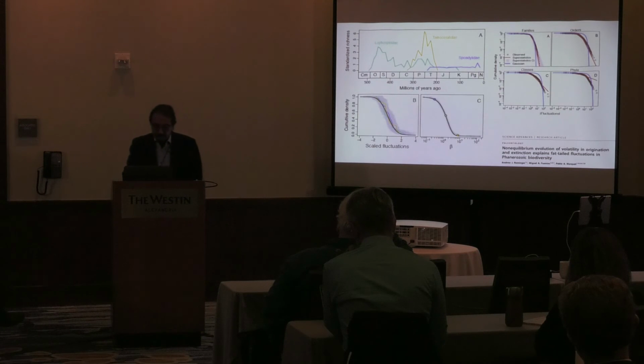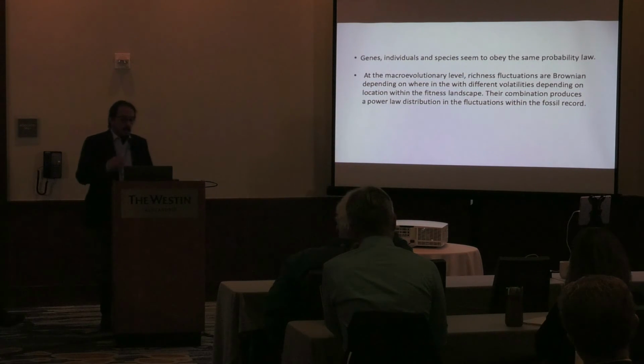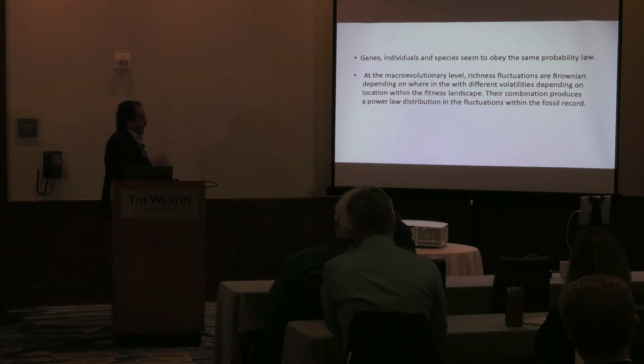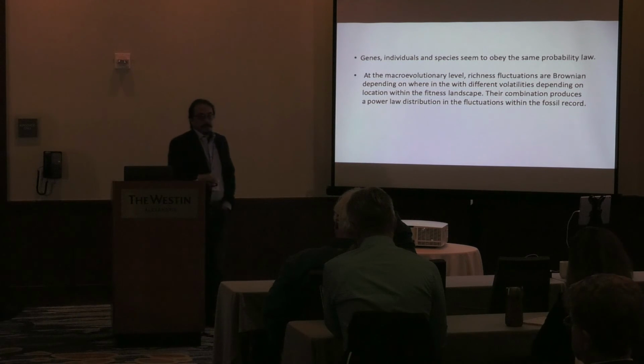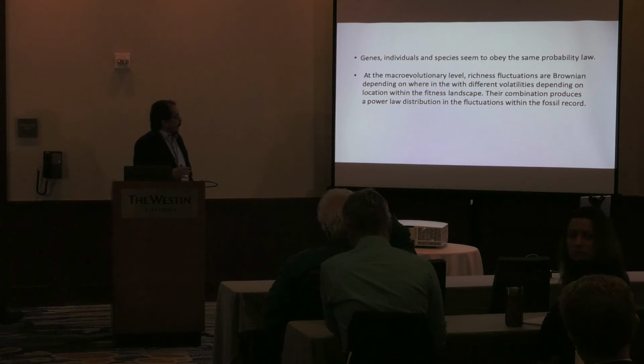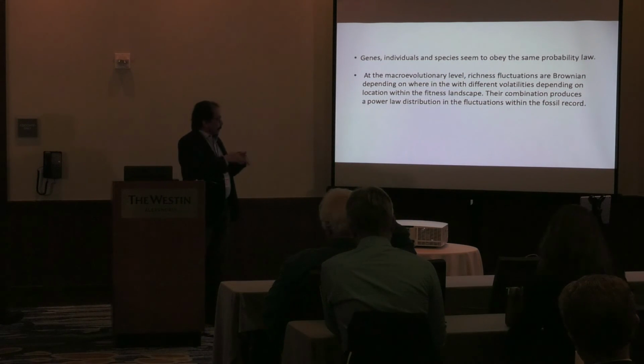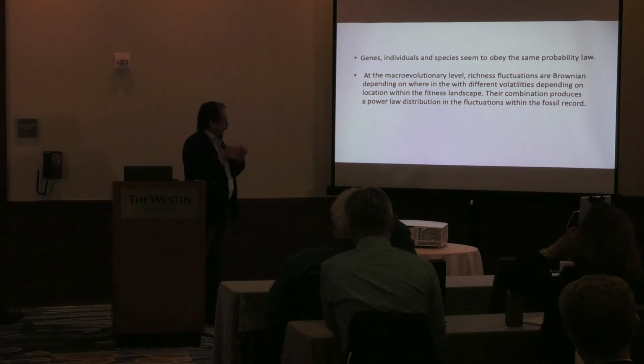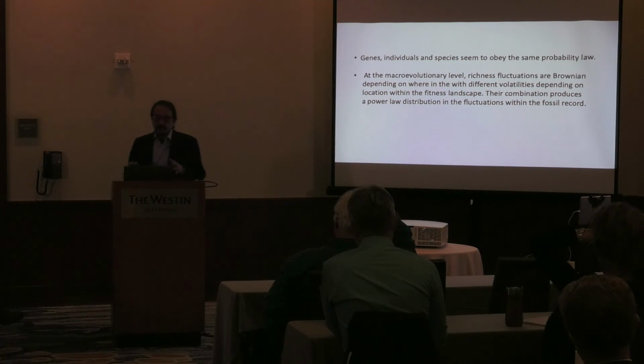So, just closing, what we have shown so far is that genes, individuals, and species seem to obey the same probability law. That's a beta distribution. And that at the macroevolutionary level, richness fluctuations are Brownian, with different volatilities, depending on the location within this fitness landscape.